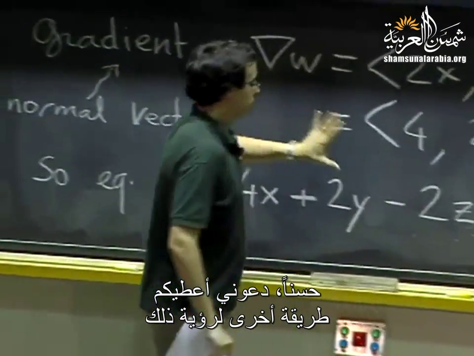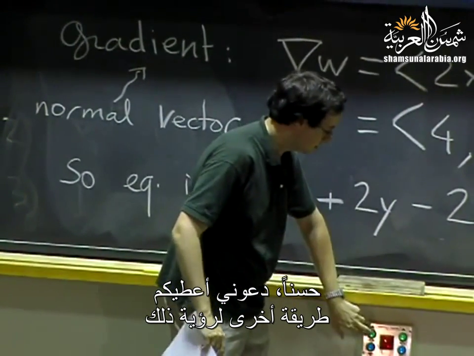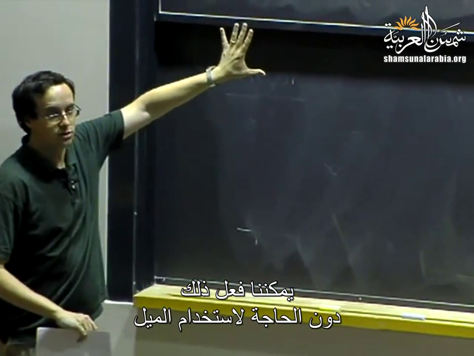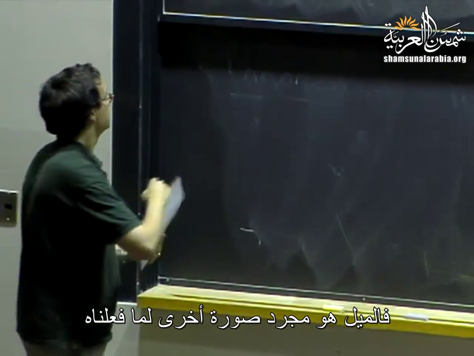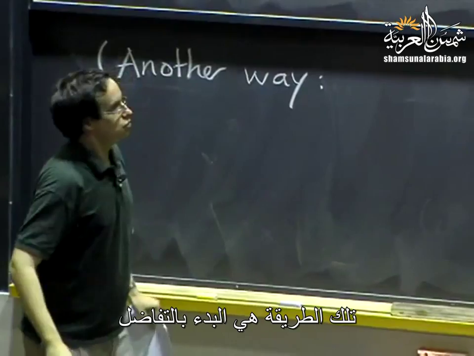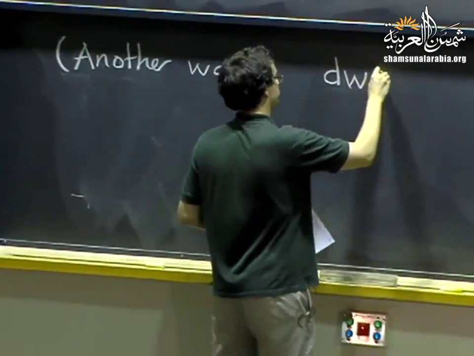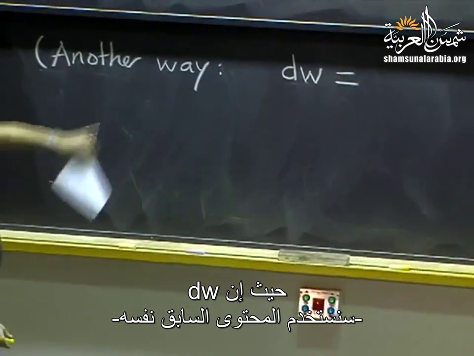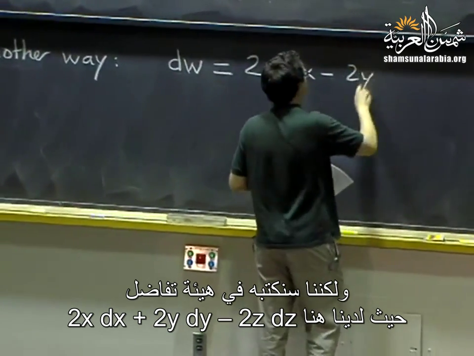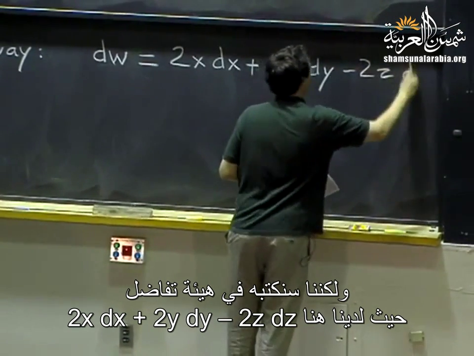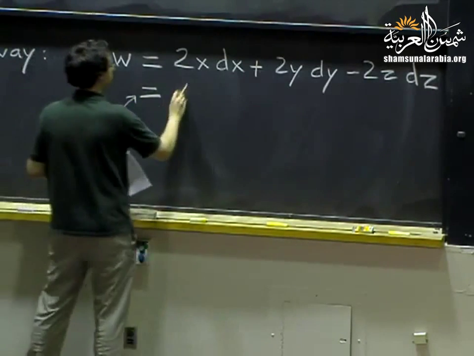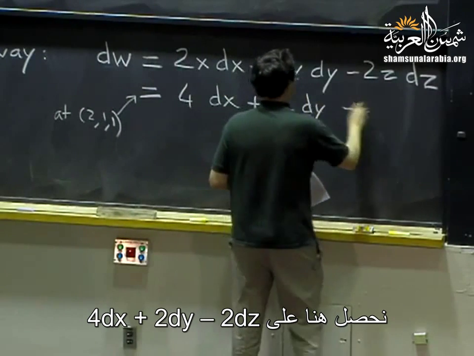Okay, let me give another way that we could have seen this. I claim we could have done this without the gradient, or using the gradient in a disguised way. The other way to do it would be to start with a differential. It's pretty much the same content, but let me write it as a differential. dw is 2x dx plus 2y dy minus 2z dz. So at the given point (2, 1, 1), this is 4 dx plus 2 dy minus 2 dz.